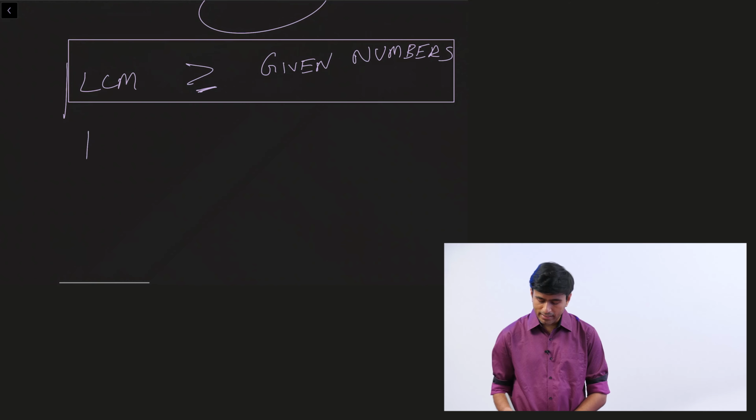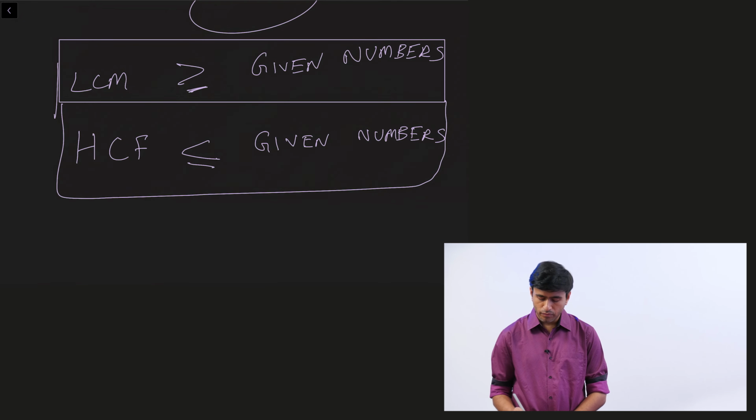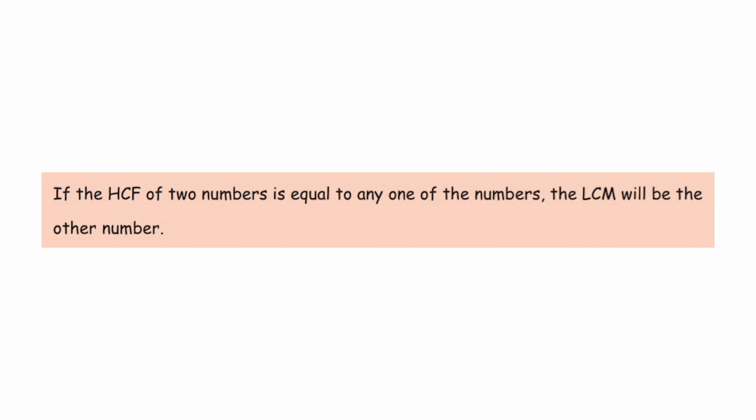We saw earlier that HCF is always less than or equal to the given numbers. So you got two properties of HCF and LCM. Let's look at another property. If the HCF of two numbers is equal to any one of the numbers, the LCM will be the other number. I'll show you an example.